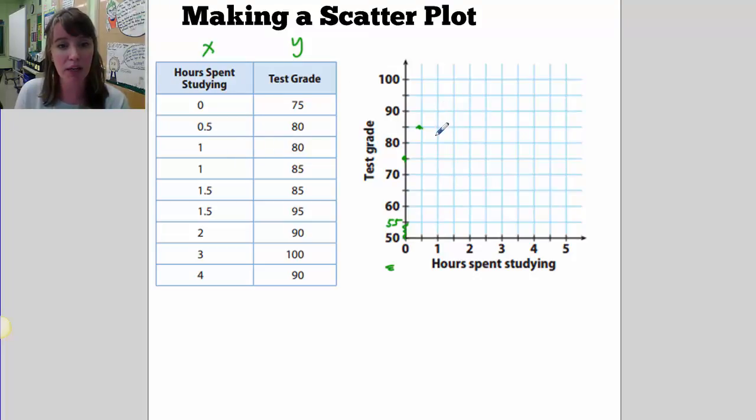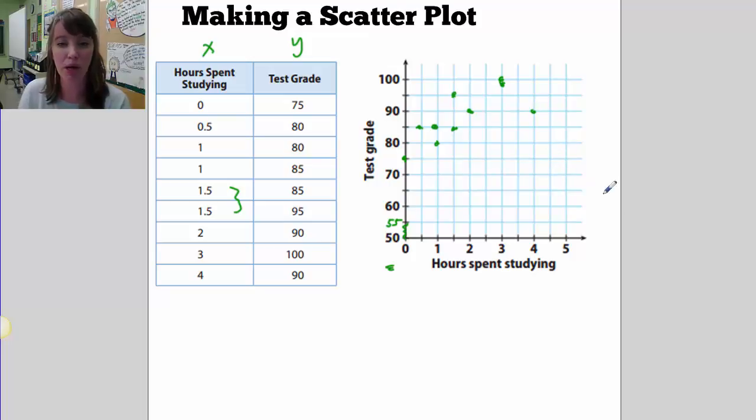We have 1 and we have 80. So someone who studied for an hour got a test grade of 80. Another person who studied for an hour had a test grade of 85. And then 1.5 and 85 right here. And 1.5 and 95. So you can see already that there are different results of studying. Two different students have different results, each having studied 1.5 hours. One gets an 85 on the exam, one gets a 95 on the exam. So for 2, we have 90. For 3, we have 100. And for 4, we have 90.